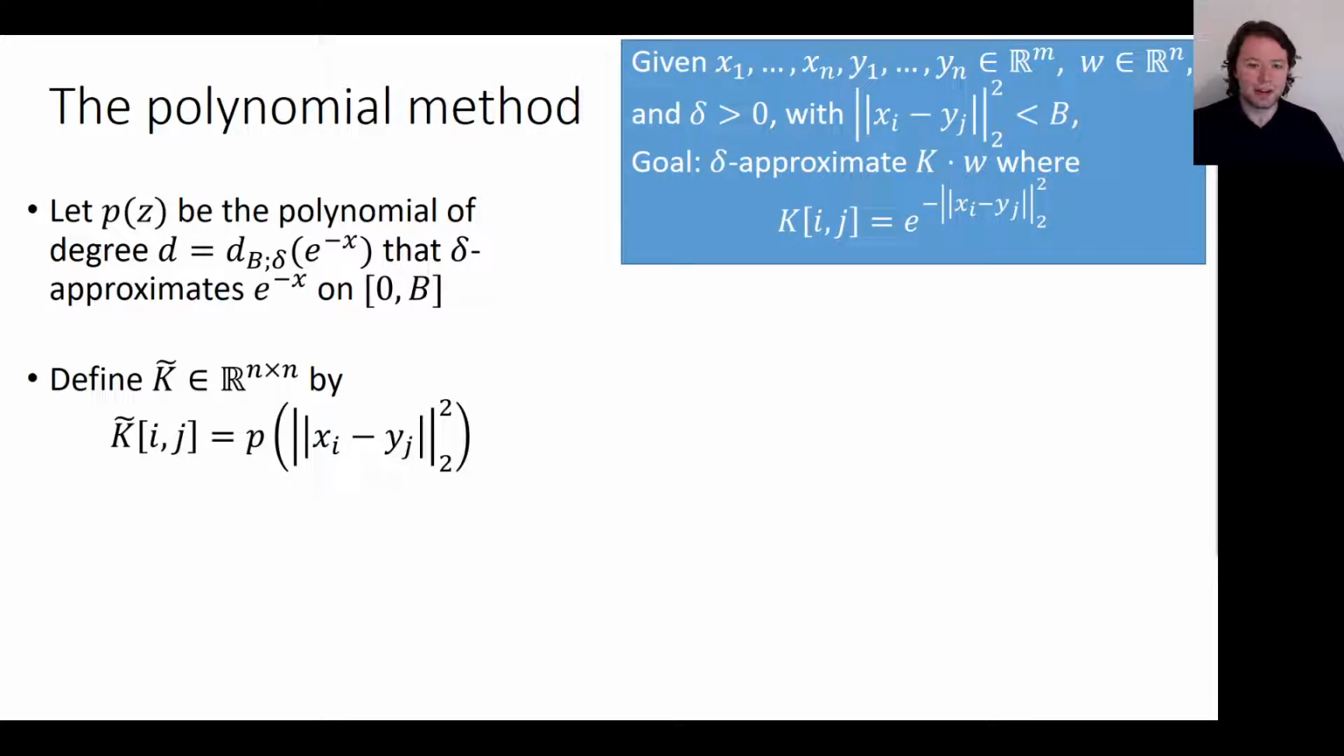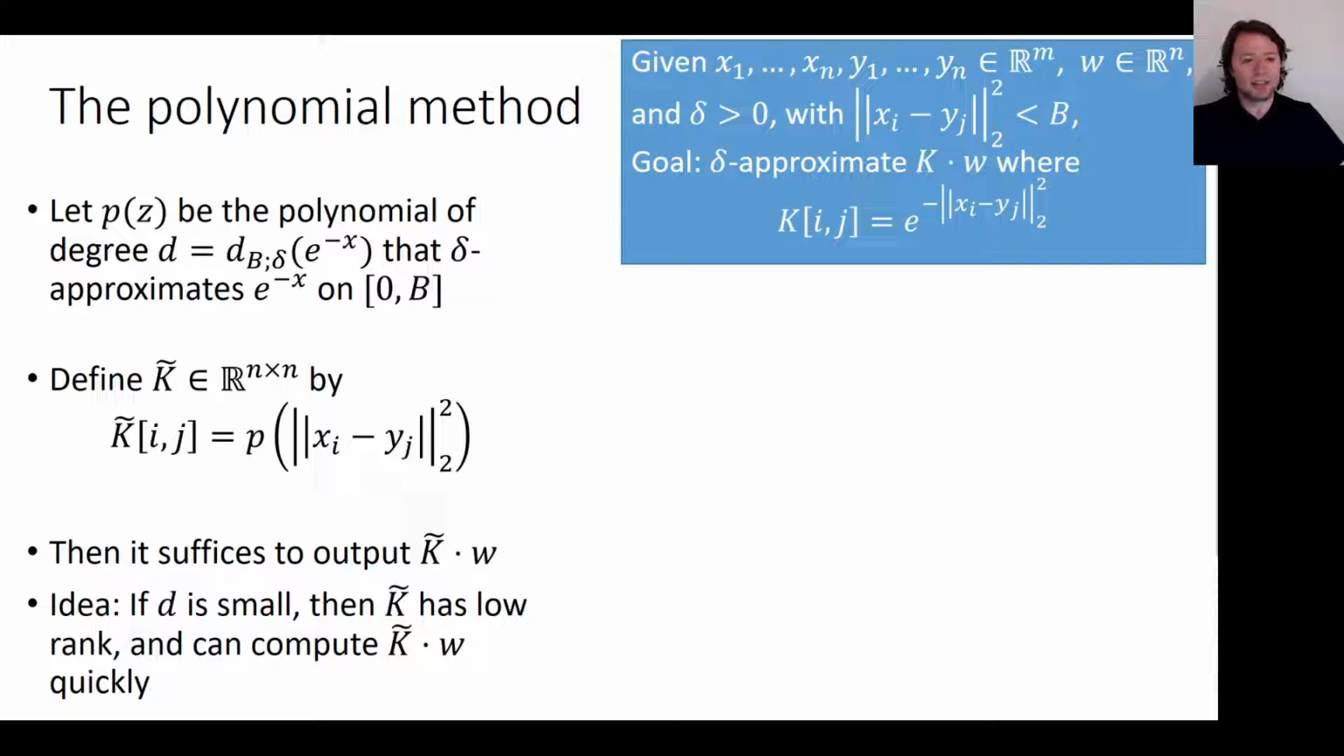But one thing you can verify is that it now suffices to output K tilde times w instead of K times w, and it'll have the desired approximation guarantees. Why is this a good idea? The idea is that if the degree d of this polynomial is small, then K tilde has low rank, and you can compute K tilde times w a lot more quickly than you could compute K times w. So let me sketch the details of this.